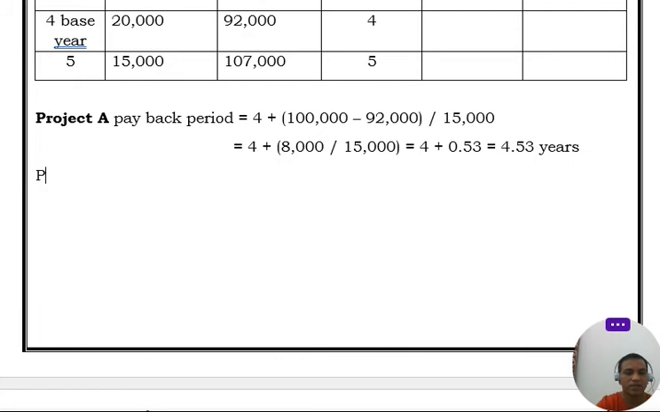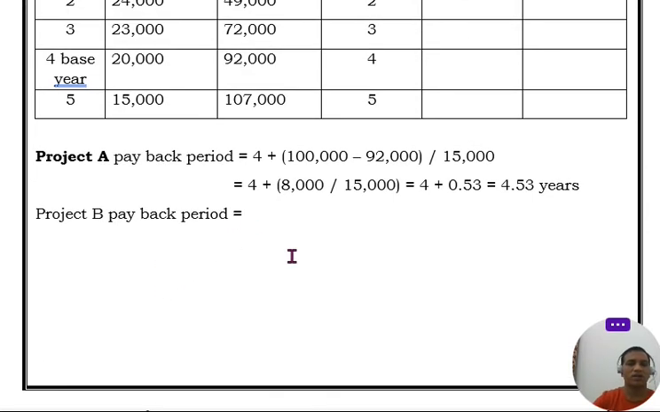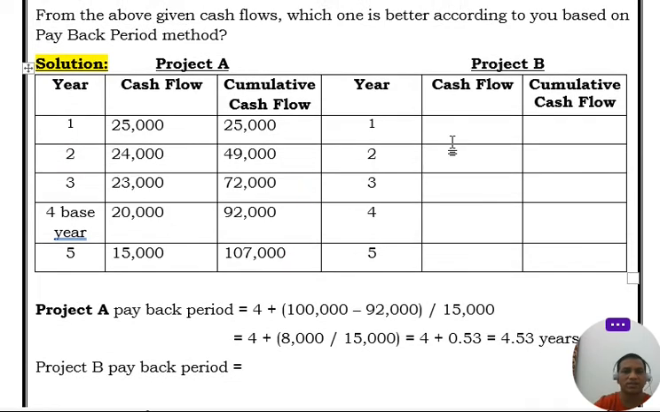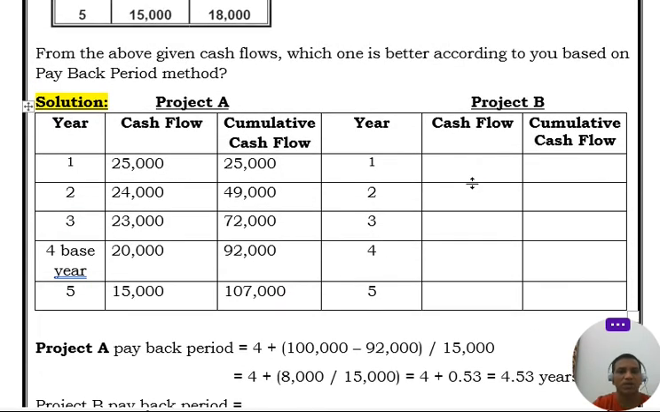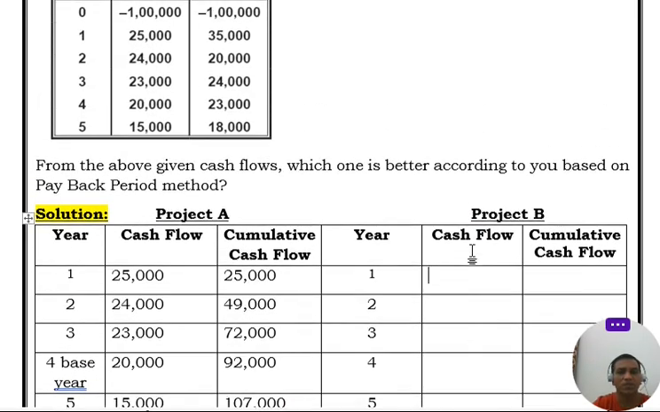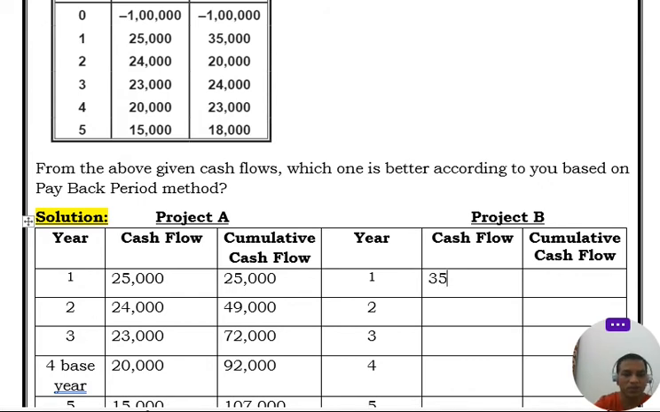Project B payback period is equal to, first we have to calculate the cumulative column. The cumulative column is not ready. Then see here, what about the cash flow of project B? We didn't fill the columns. First of all, fill these values.